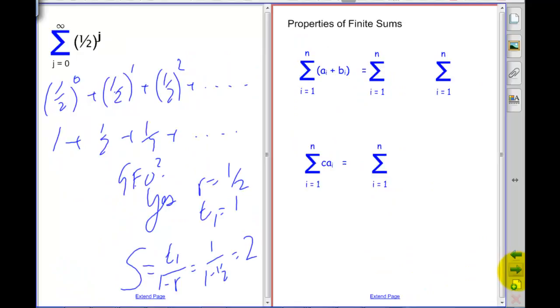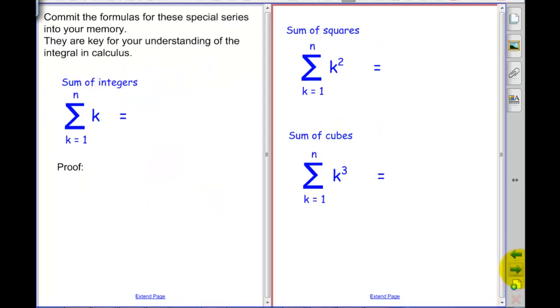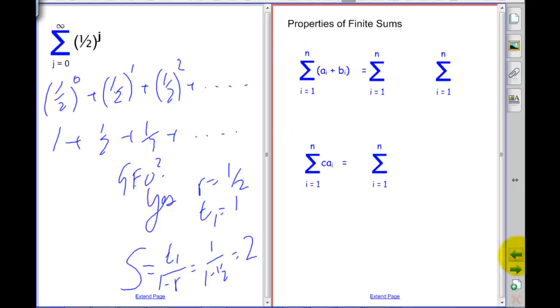Okay. Now, some properties of finite sums. Because this is a very key topic for what you're going to do in calculus next year in terms of the interval. And you might think, do we really have to memorize all these huge formulas over here? Oh yes. And here's why.